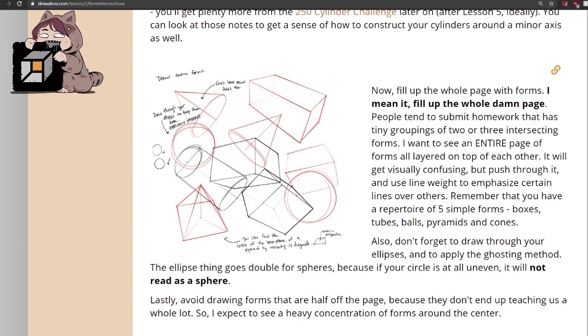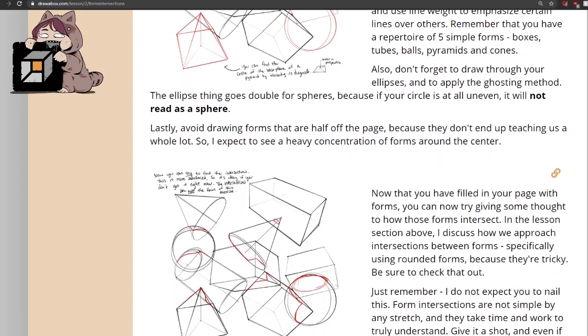Remember that you have a repertoire of 5 simple forms: boxes, tubes, balls, pyramids, and cones. Also, don't forget to draw through your ellipses and to apply the ghosting method. The ellipse thing goes double for spheres because if your circle is at all uneven, it will not read as a sphere. Lastly, avoid drawing forms that are half off the page because they don't end up teaching us a whole lot. So I expect to see a heavy concentration of forms around the center.